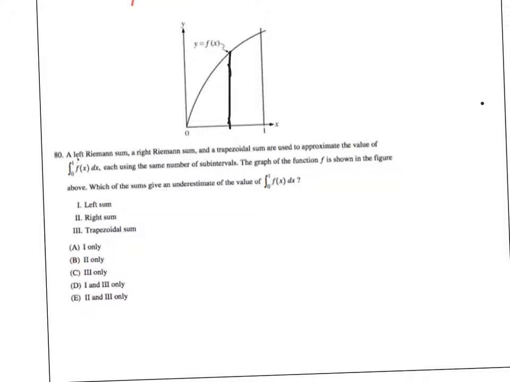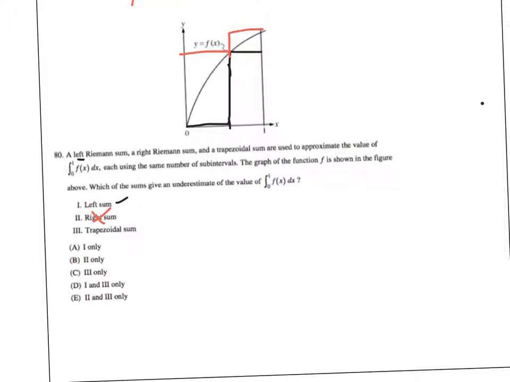A left Riemann sum I'm going to do in black. So from here, that would be these two rectangles. Left Riemann sum is definitely an underestimate. Then we've got a right sum I'm going to do in red. So that would be these two. That's definitely an overestimate, so that can't be it.